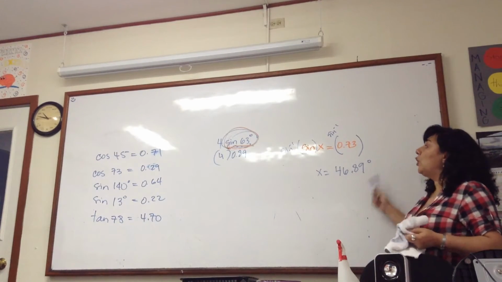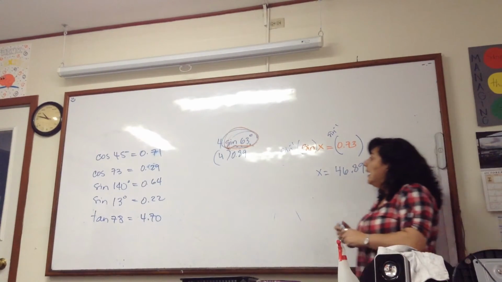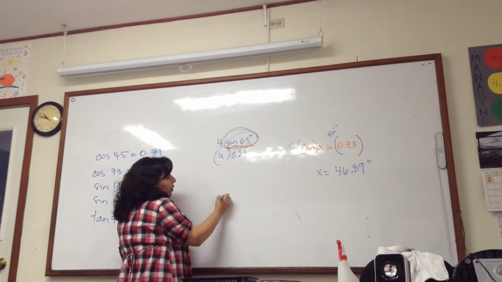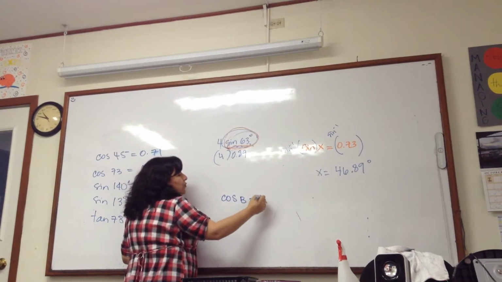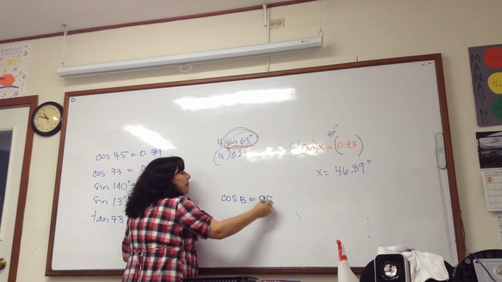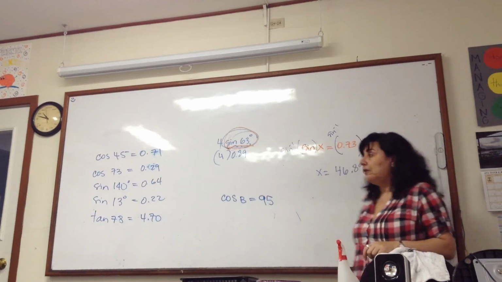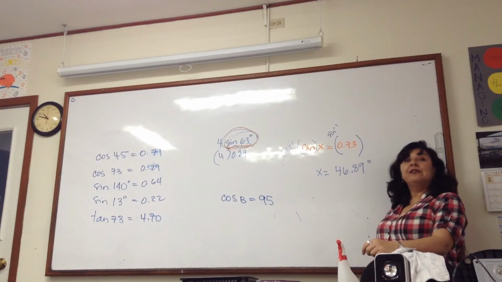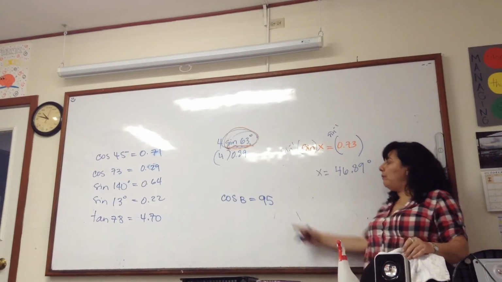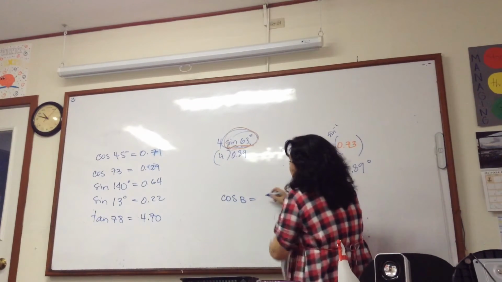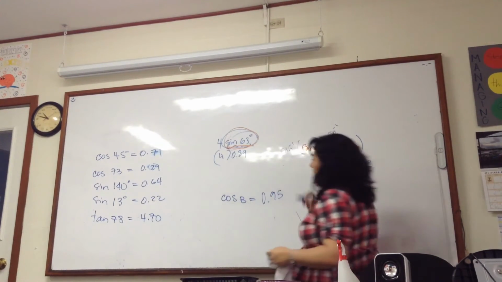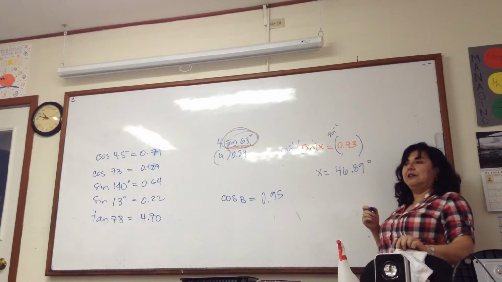Now let me finish this. Is this part clear? So what happens if you get, for example, the cosine of B equals 0.95? Could this be possible? No, it's impossible because it's greater than 1. So you know that can't possibly be, so you made a mistake, you copied it wrong. No, it's right. It gives me an error. Now it's right.